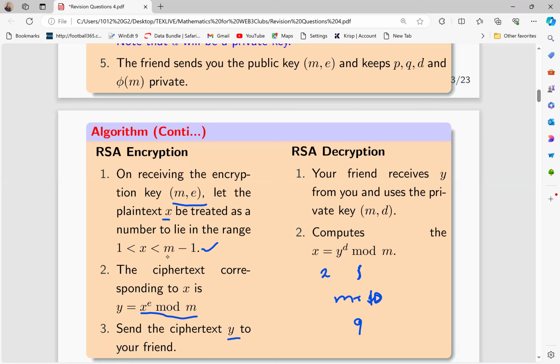Supposing you split it into 3 blocks, so you come up with 3 ciphertexts. You send them as 3. So you break them into 3, and then you encrypt those 3 separately. Then you send to your friend those 3 blocks. Your friend will also decrypt them separately. Then you join the messages together to form meaning.